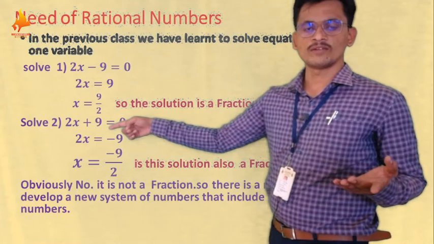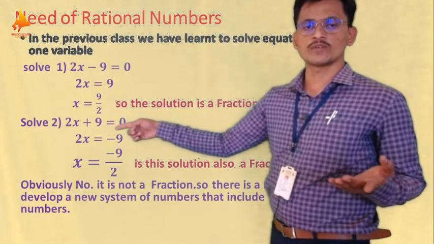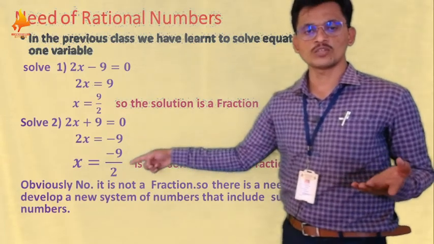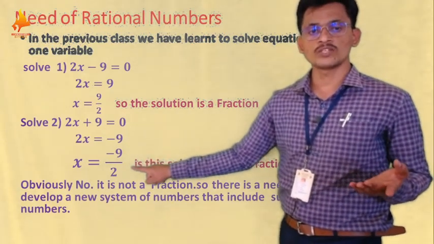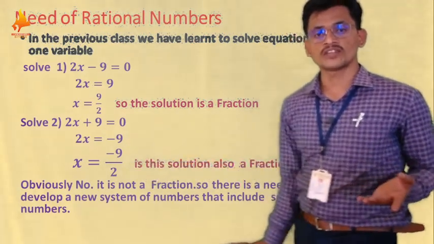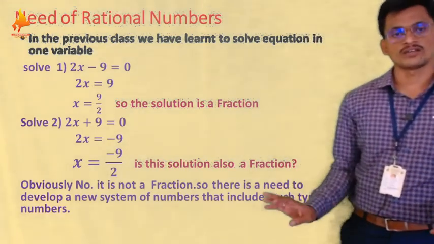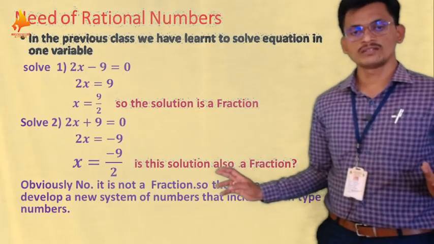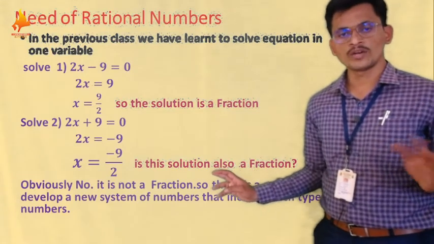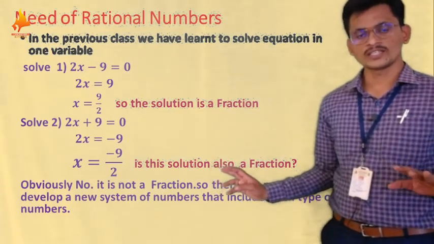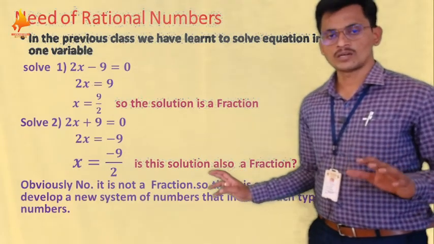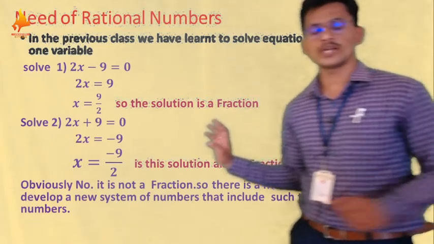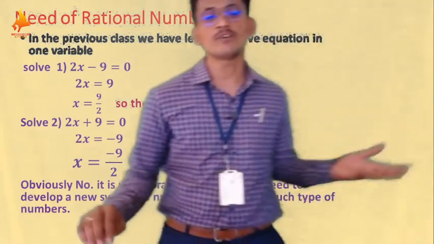While in the same example, if you check 2x plus 9 is equal to 0, now plus 9 becomes minus 9 on the RHS and x is equal to minus 9 by 2. Now minus 9 by 2 is not a fraction. Why? In a fraction, a negative number may not come, because a fraction is nothing but a part of a whole. So it is not a fraction. Then what type of numbers are these?